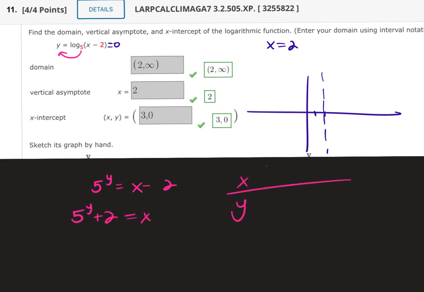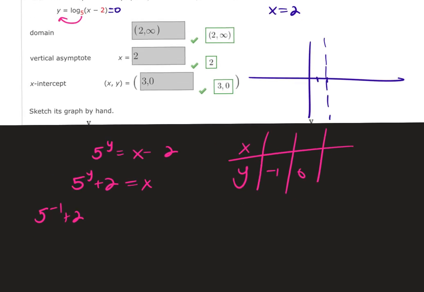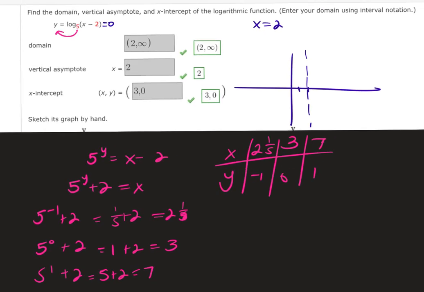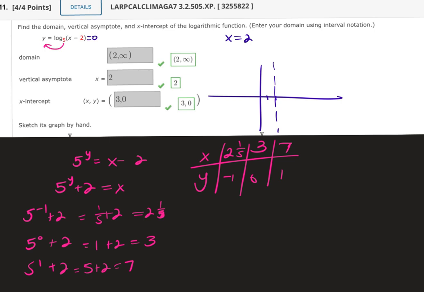And then I plug in for y. So -1, 0, and 1. I get 5 to the -1 plus 2, 5 to the 0 plus 2, and 5 to the first plus 2. So 1/5 plus 2 is 2 and 1/5. 1 plus 2 is 3. And 5 plus 2 is 7. So then I'm going to go to my graph: 2 and 1/5, -1; 3, 0; 7, 1.